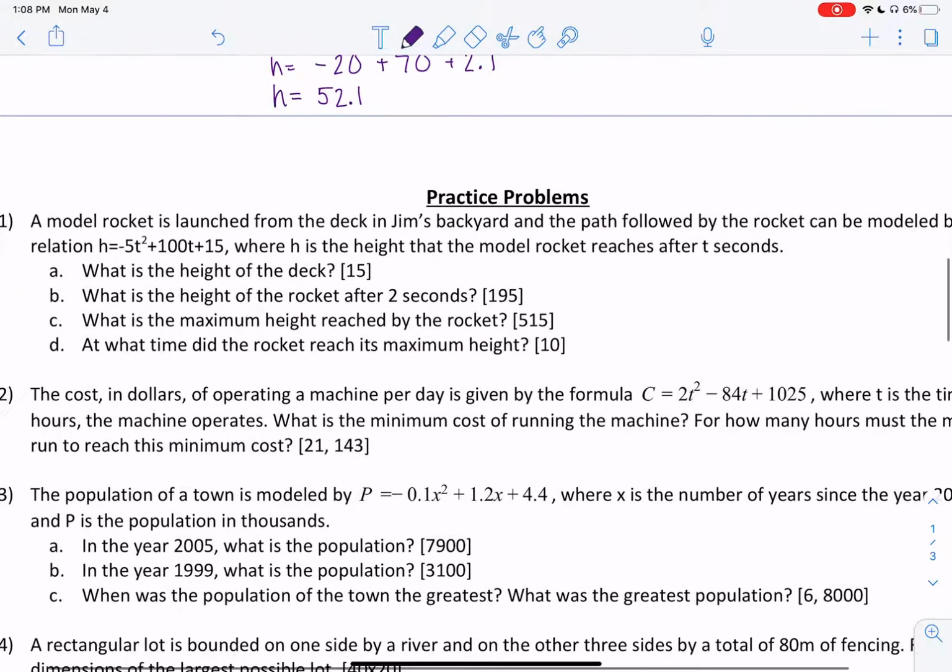There are some to try below. Some of them are hard, so go through and do your best, and then look at the solutions. Remember, if it says maximum or minimum, it's telling us to complete the square.